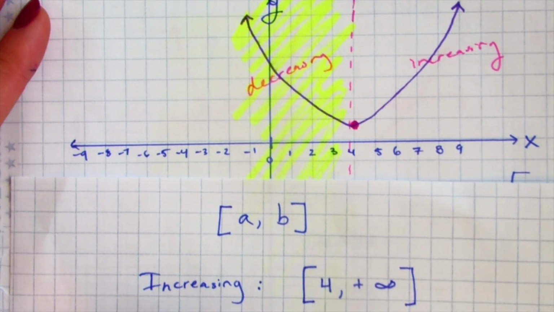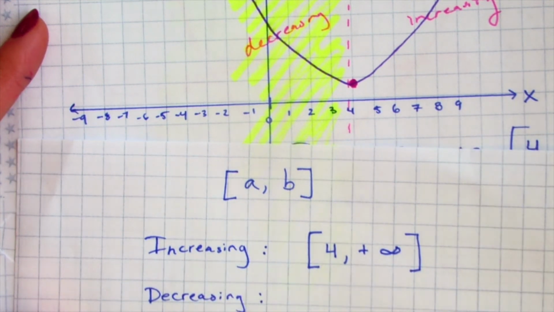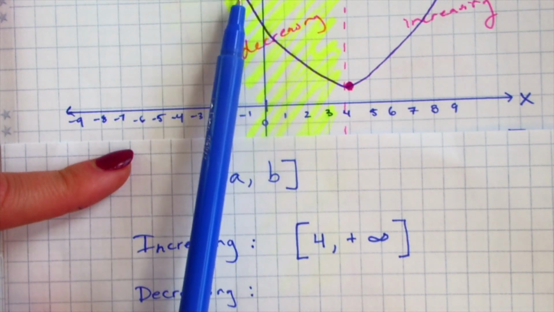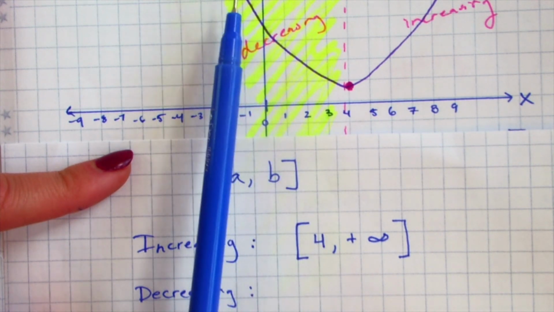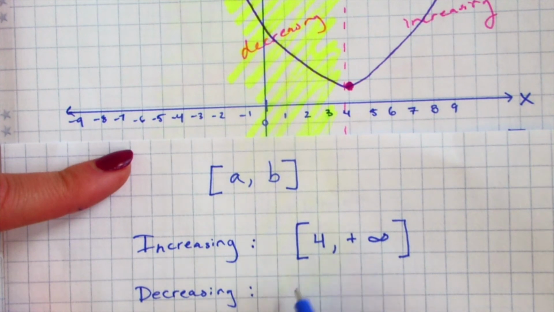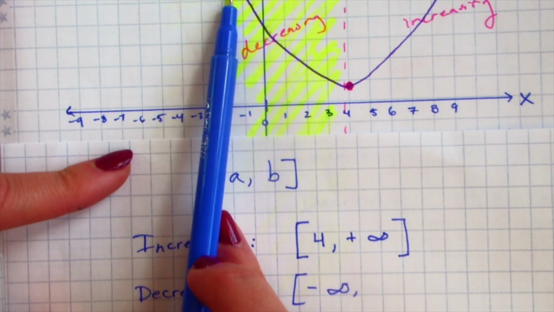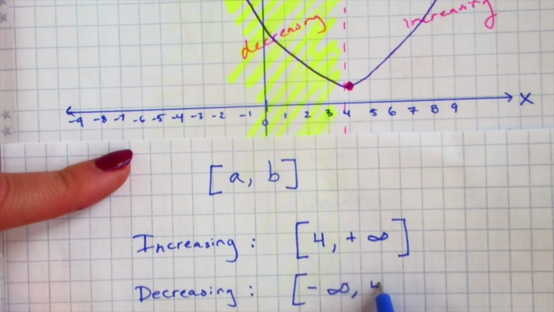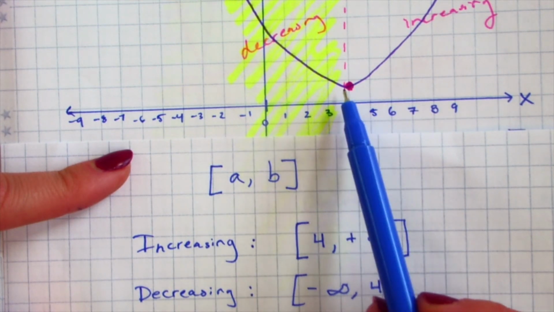Then I can see that this function is decreasing. Again, I'm going to read the graph left to right. So moving from the left to the right, the x value that I start decreasing at is going to be negative infinity because of that arrow. And then I'm going to continue to decrease all the way to the x value of 4. And at 4 is when the function is going to start switching from decreasing into increasing.